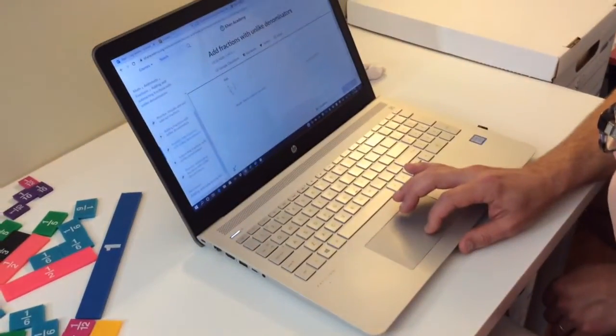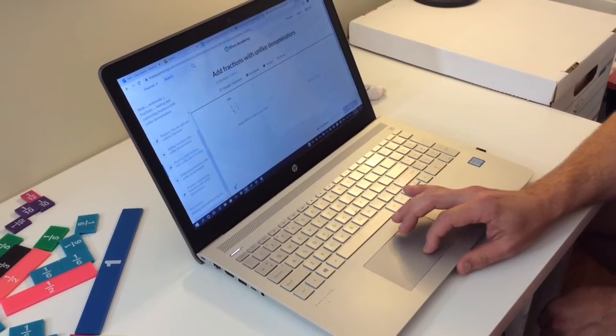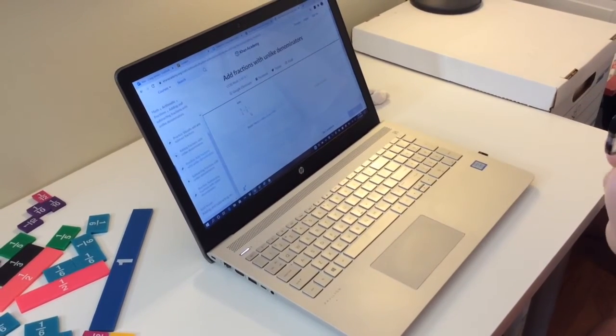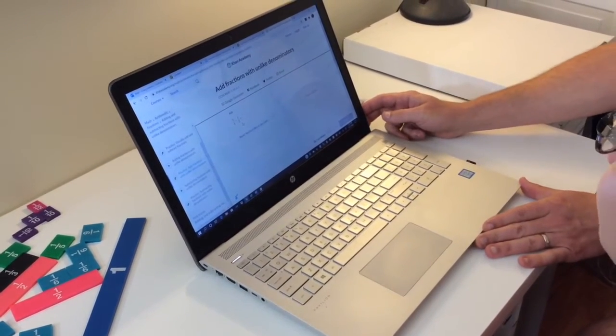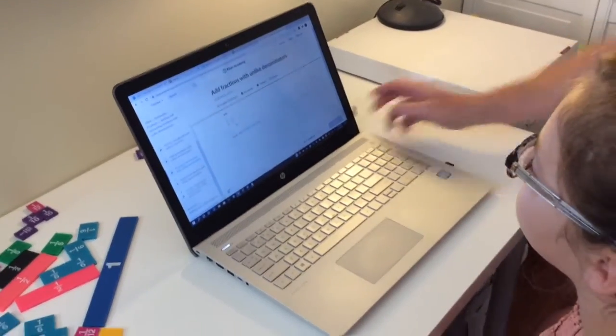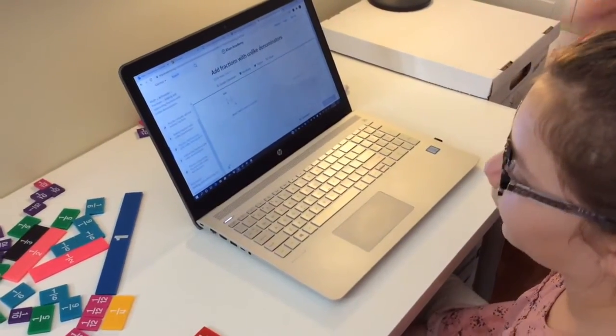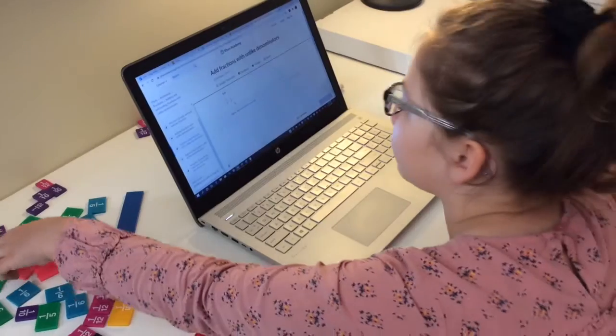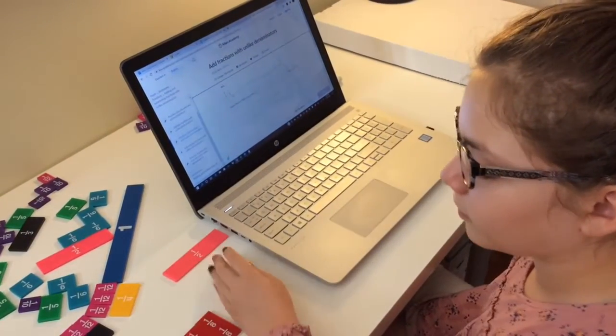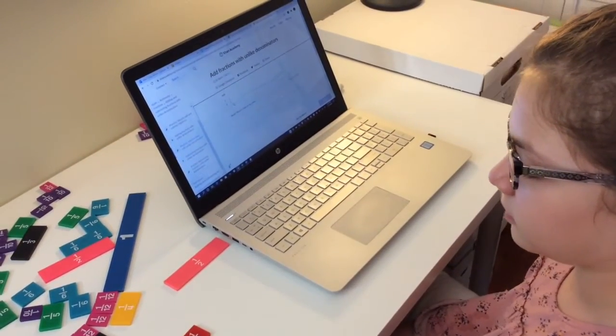So this one is what? 5/4 plus 1/2. Right. So what I'd like for you to do is use your tiles, if you need to, and then I want you to fill those in to be able to answer this. See.